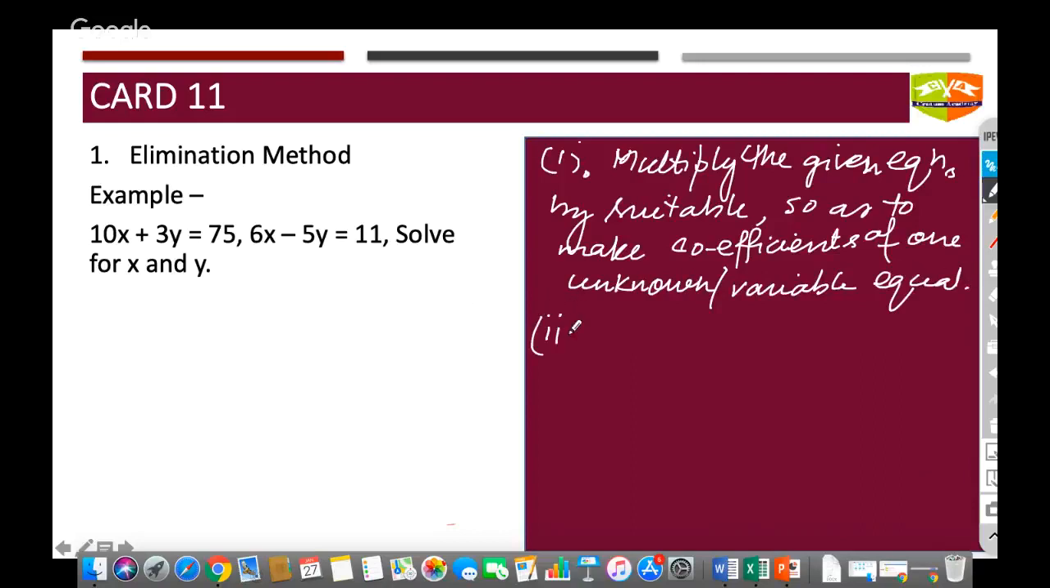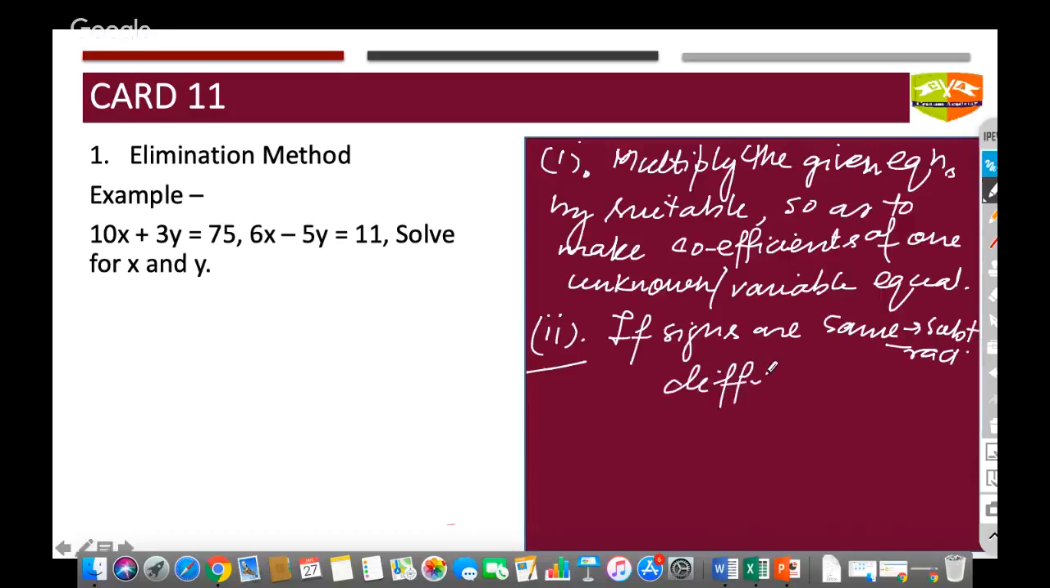The second step is, look at the sign. If the signs are the same, then subtract. If they are different, then add. It means that if both are positive or both are negative, then you subtract. If they are different, then you add.